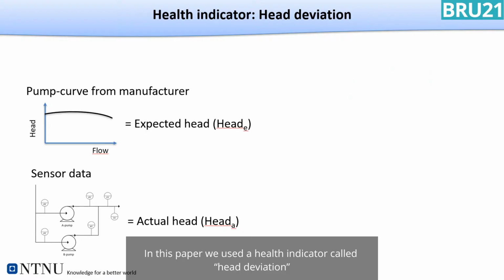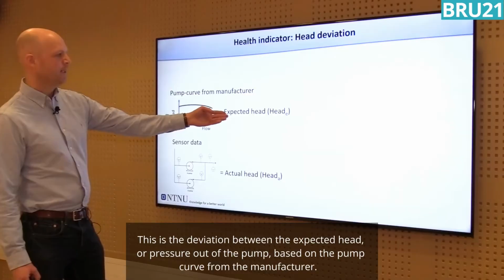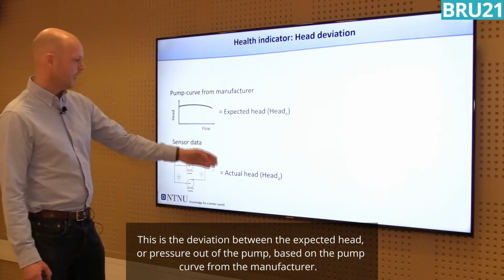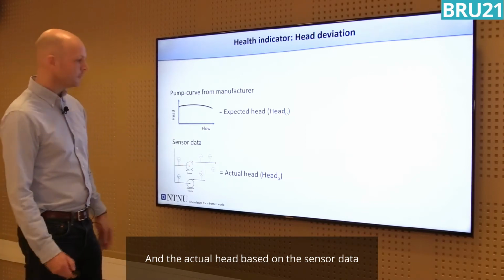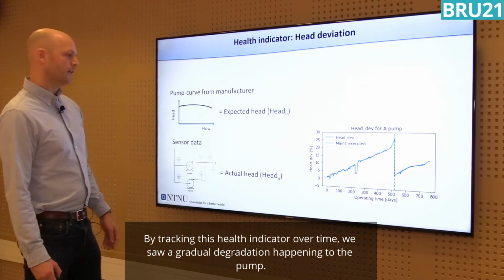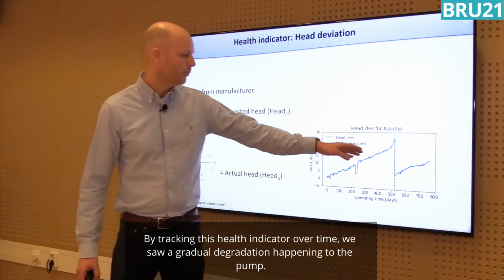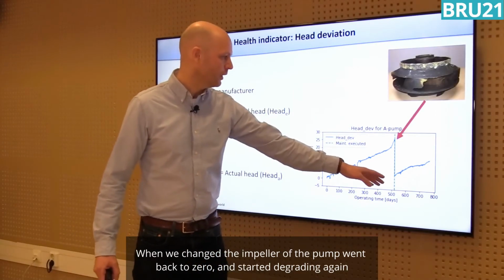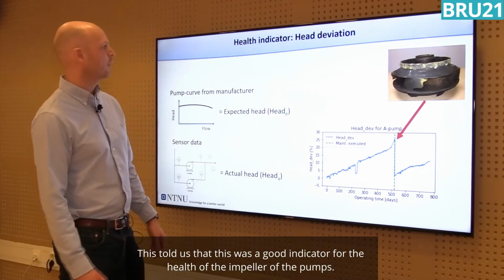In this paper, we used a health indicator called head deviation, where we look at the deviation between the expected head, or the pressure out of the pump, based on the pump curve from the manufacturer, and the actual head from the pump based on the sensor data. By tracking that health indicator over time, we saw that there was gradual degradation happening to the pump. And when we changed the impeller of the pump, it went back down to zero and started degrading again. So this told us that this was a good indicator for the state of the impeller of the pumps.